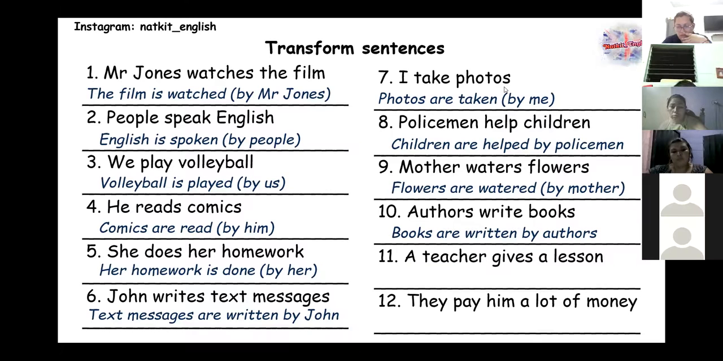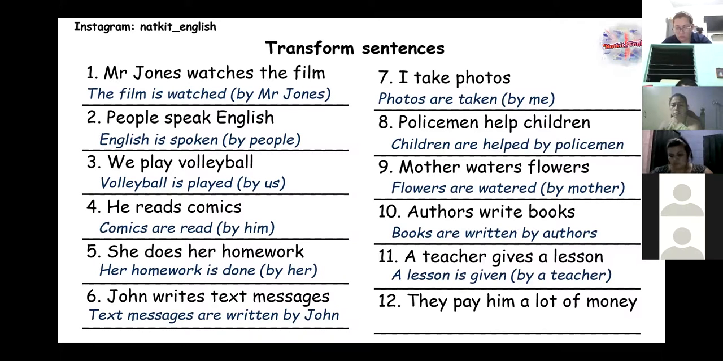He in a lot of money is paid by day. Can you repeat it again? No, 11, miss, 11. Exactly. Ay, perdón. A lesson is given by teacher. ¿Cuál es el participio? Given. Excellent. A lesson is given by a teacher. And the last one, Xiomara Pineda.